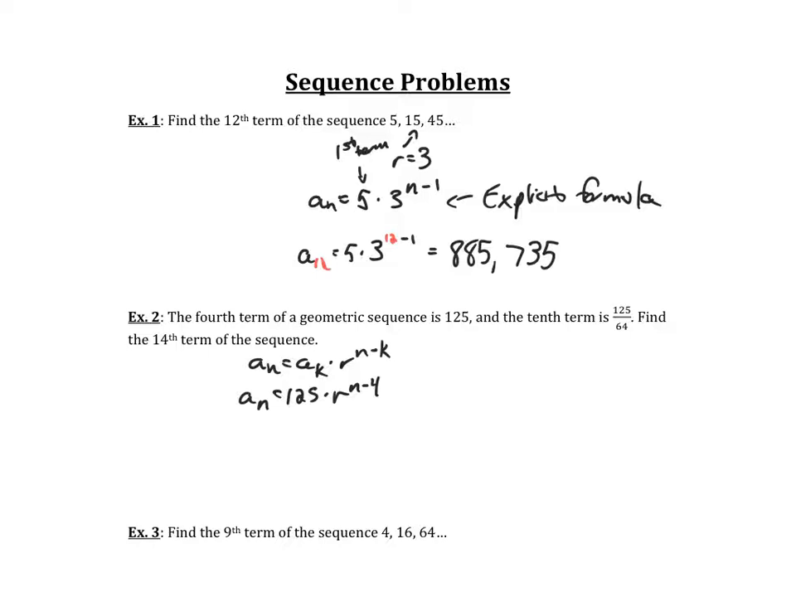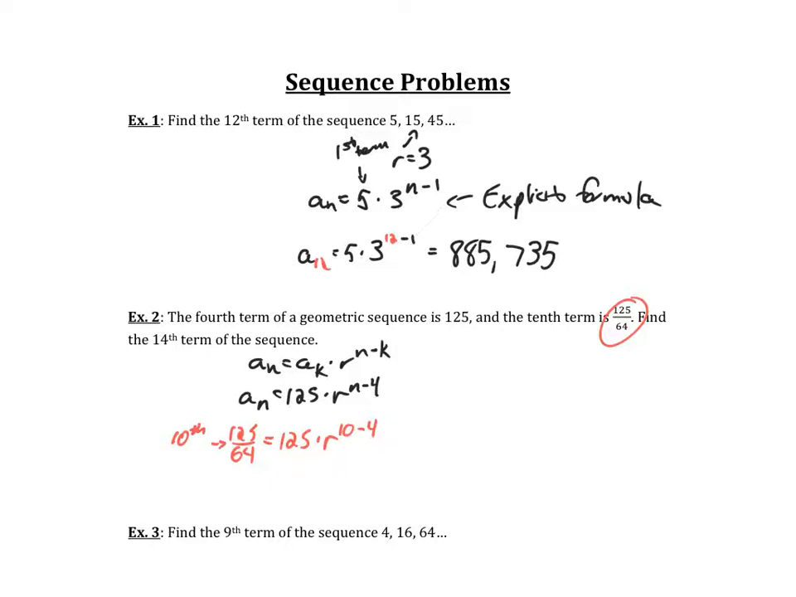So what I could do from here to find the r value is use an example term to plug in to solve for r. So the example term I have is 125 over 64. Remember that's the 10th term. So I could say 125 over 64 equals 125 times r to the n, which again, this is the 10th term. So I'll plug in 10 for n, right? It's still minus 4. Notice now my only variable is r.